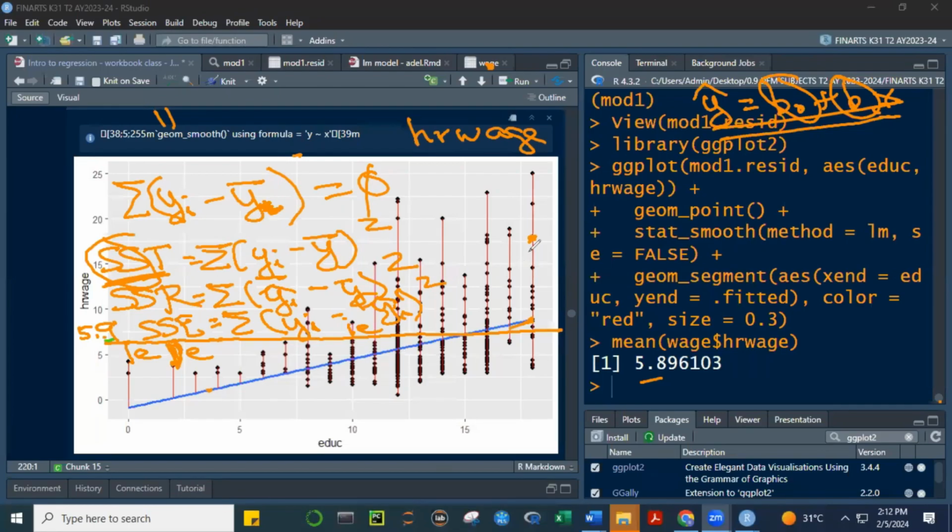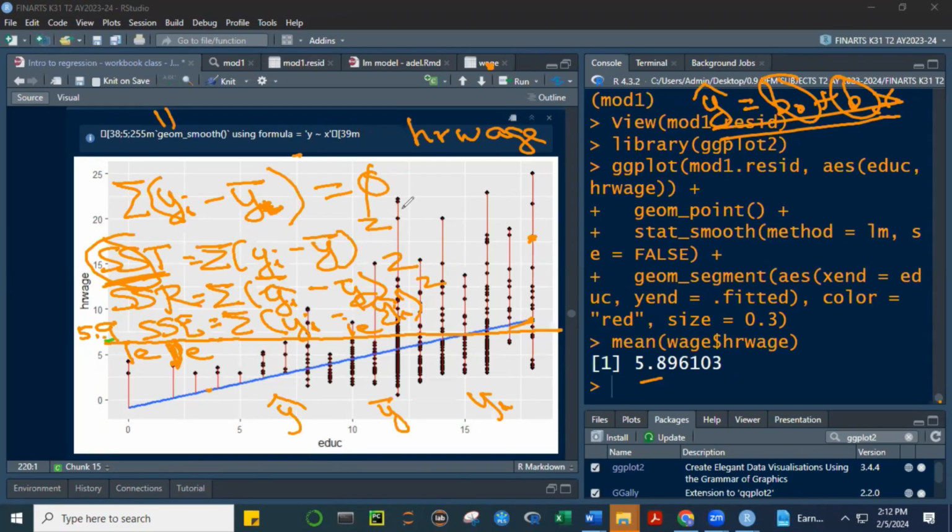Okay, tatlong sets of points ito, class. Number one, yung actual natin, itong Y sub I natin. Yung mga dot na yan, lahat yung mga Y sub I, actual. Tapos ito, class, Y bar, average. Tapos ito naman blue line natin, yan yung Y hat natin. Okay? So tatlong klaseng Y dito, no?